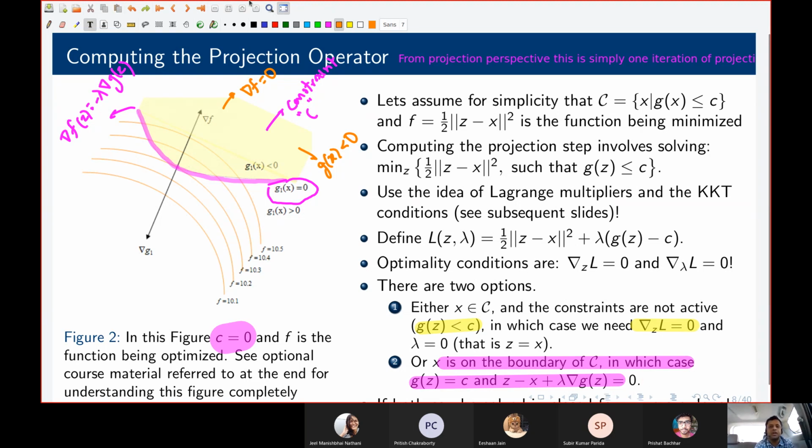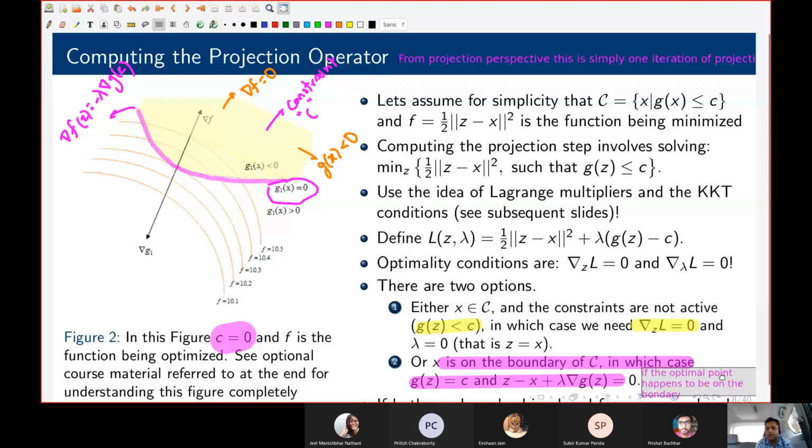Okay, so let me write this in words. This second condition applies if the optimal point happens to be on the boundary. Is that clear? But if it is not on the boundary, then you have the first case. Then it's a regular case. It's really a routine case.